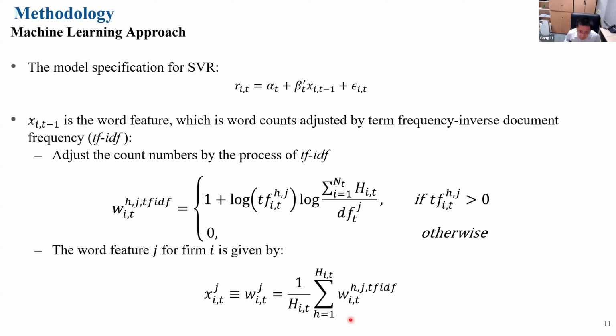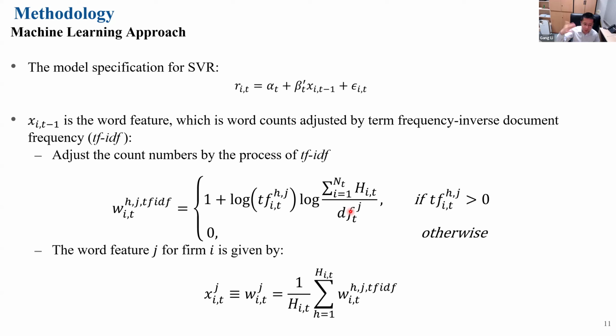For input features, in addition to using word frequencies like the lexicon-based approach, we adjust the count numbers by the process of TF-IDF, namely the term frequency inverse document frequency, which is a commonly used method to deal with the asymmetric distribution of words in linguistic analysis. A quick explanation of this adjustment is that it punishes words that appear more often across different documents, while putting higher weights on words with fewer frequencies across documents.